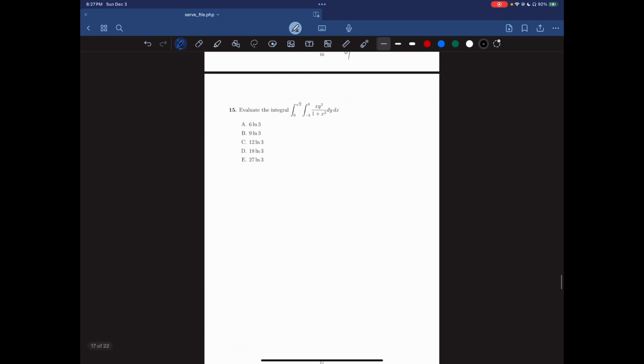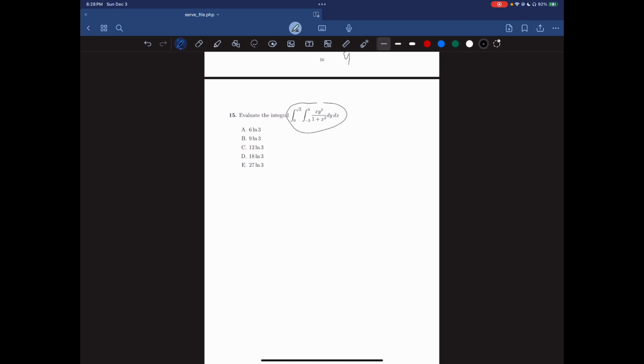Nice. Number 15, evaluate the integral from 0 to root 2, negative 3 to 3, of xy squared over 1 plus x squared dy dx. Okay, looks like we're going to be reversing the order of integration here, or are we? Let's just say no. We don't even need to do that. We can really do something cool here. Since none of the bounds include x or y, we can just rewrite this as a product of two integrals. It just makes things a little bit easier, because the bounds don't depend on any variables, so the previous integral doesn't feed into the next integral.